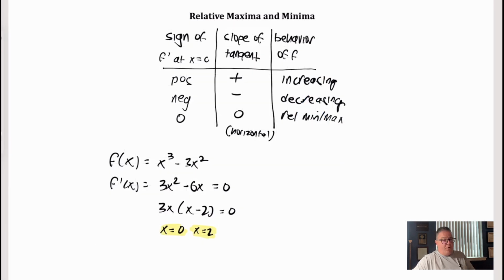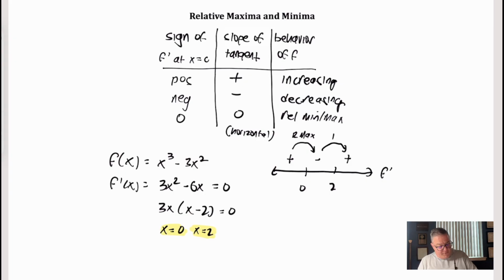So going back to our scratch pad here, you would technically construct a sign test for f prime. You would put your two critical values on there, and either using algebra or what you know about second degree functions, you could conclude the behavior of f prime is positive, negative, positive. And since we go from positive to negative, this must be a relative max at x equals 0. And since we go from negative to positive, this must be a relative minimum.